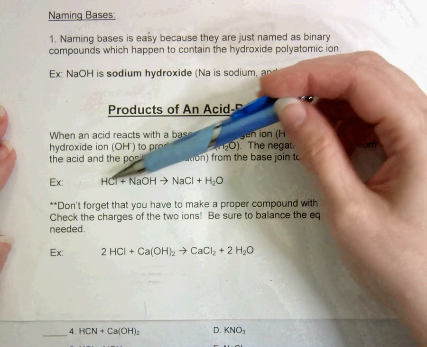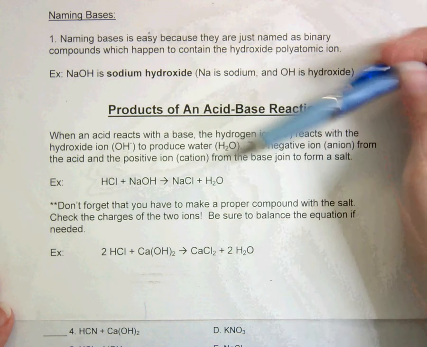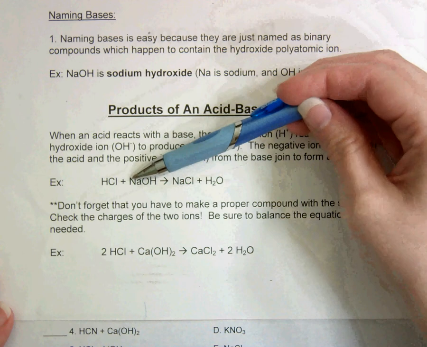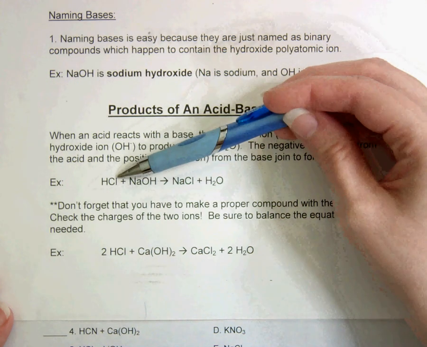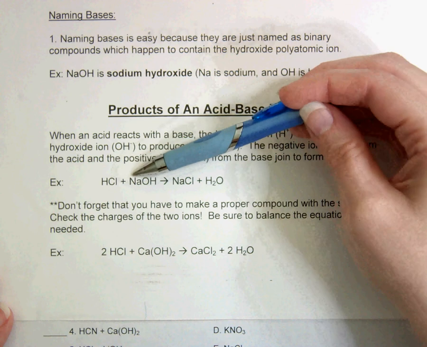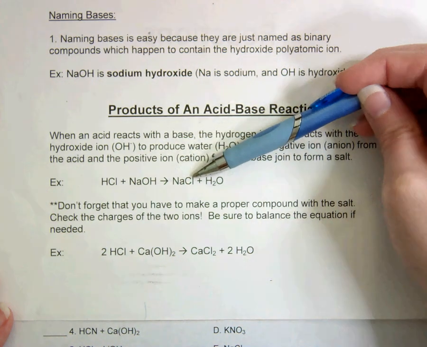So here you can see that HCl reacts with NaOH. The H and OH combine to make H2O, and we're left with Na and Cl. Na has a positive 1 charge, Cl has a negative 1 charge, so they cancel out their charges and they can form a compound of just NaCl.